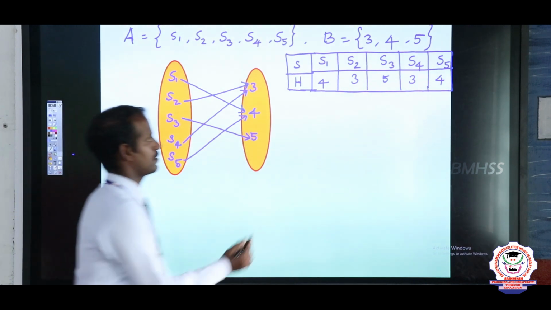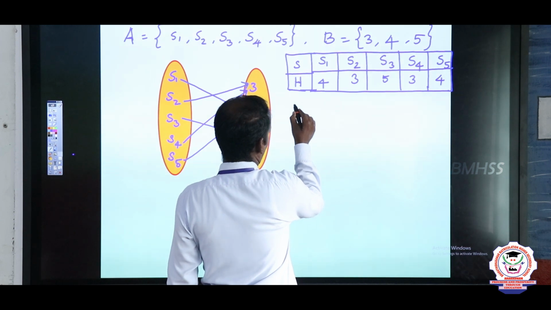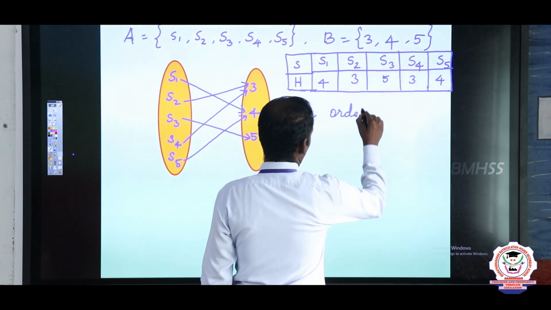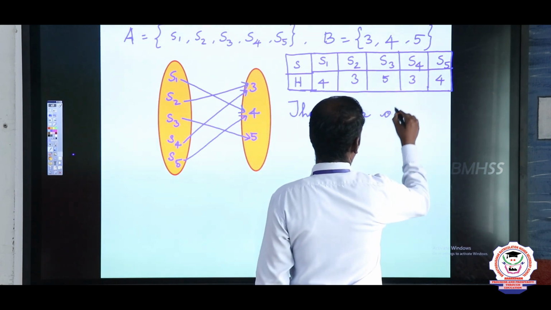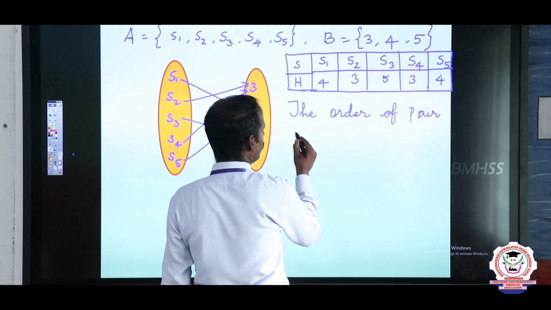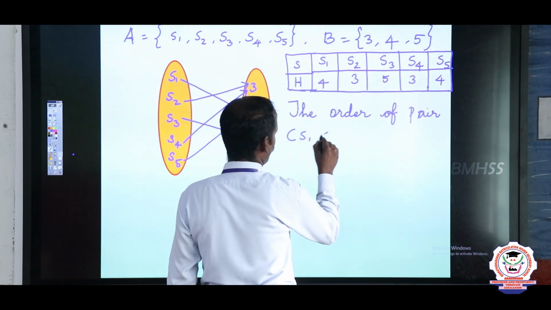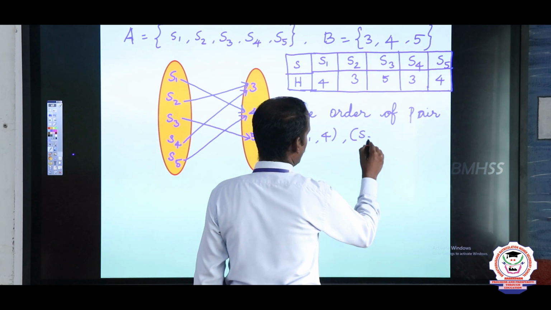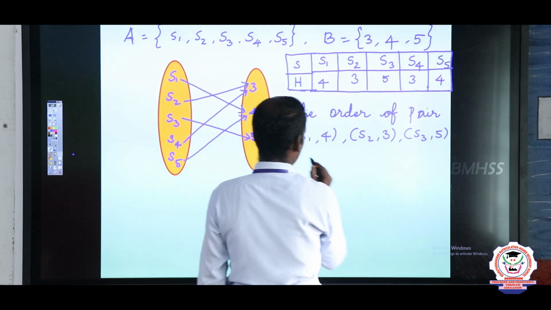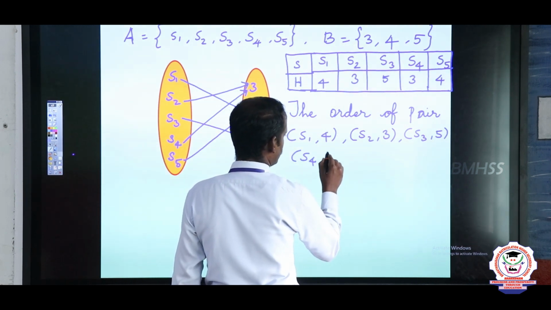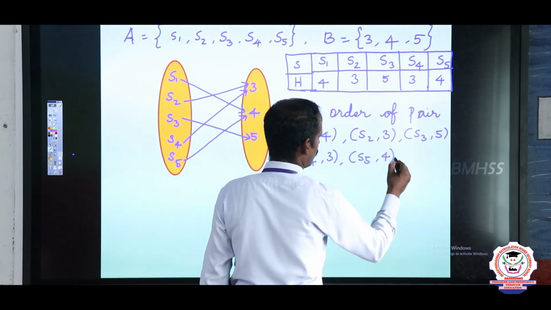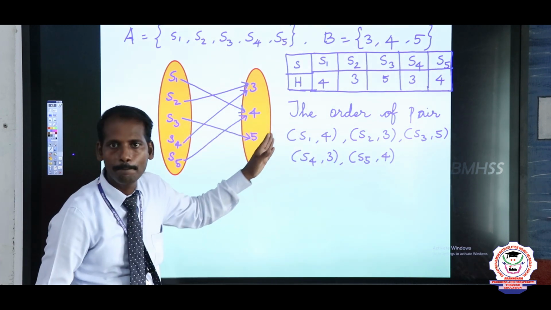The order of pair is, order of pair S1 comma 4, S2 comma 3, S3 comma 5, S4 comma 3, next S5 comma 4. This is order of pair.